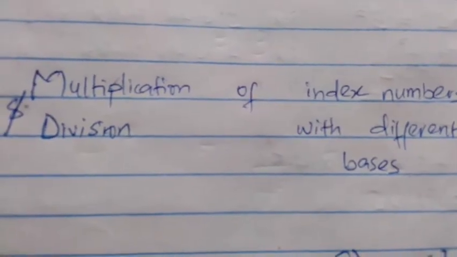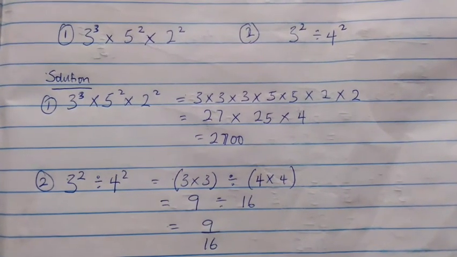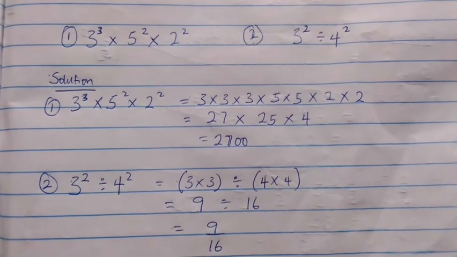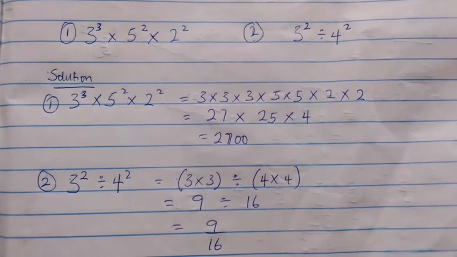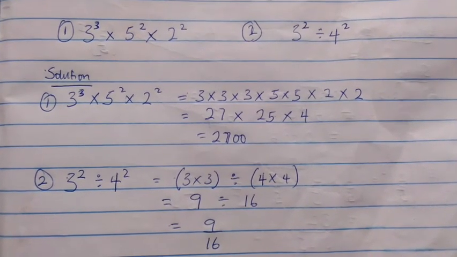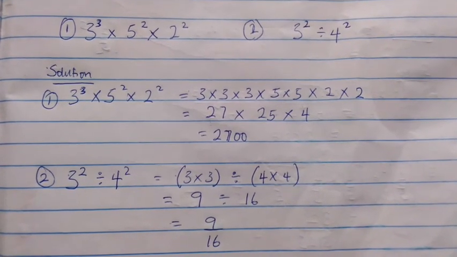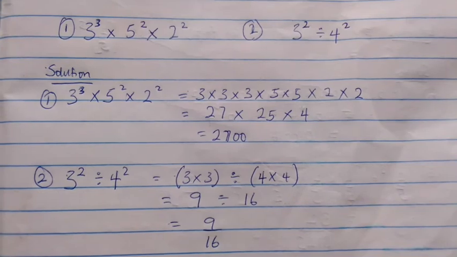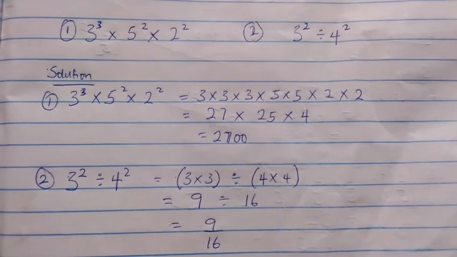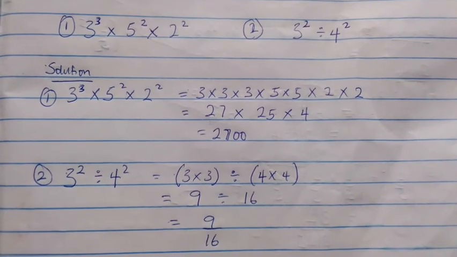For multiplication and division of index numbers with different bases, which is 3 raised to power 3 times 5 raised to power 2 times 2 raised to power 2, we have it as 3 times 3 times 3 times 5 times 5 times 2 times 2, which amounts to 2,700. Then for the second question, which is 3 raised to power 2 divided by 4 raised to power 2, that's 3 in 2 places divided by 4 in 2 places, which gives us 9 over 16.